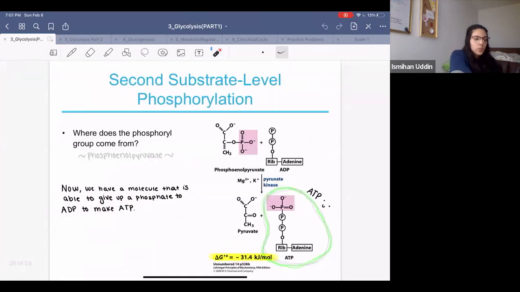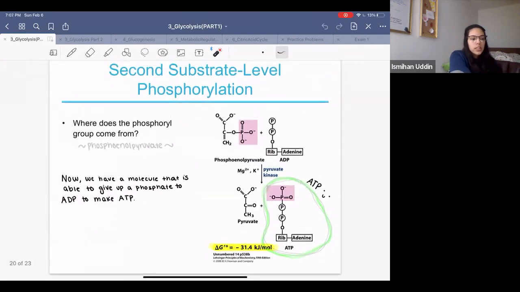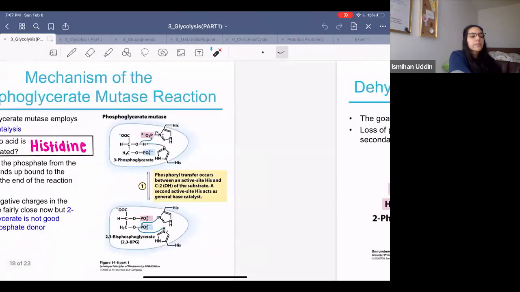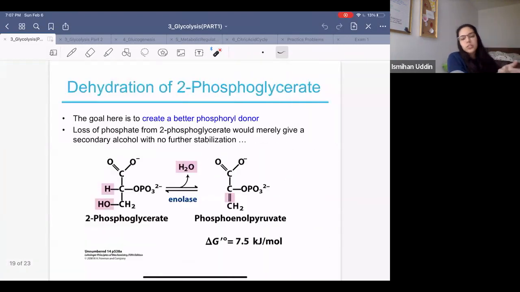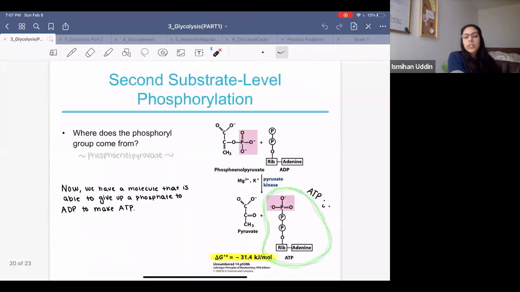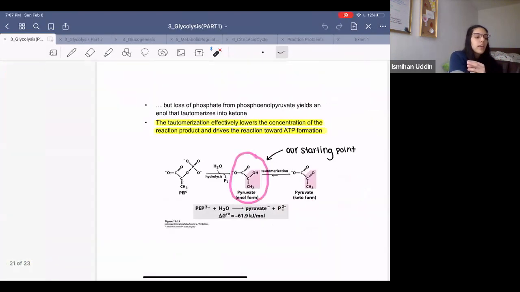Where does the phosphoryl group come from here? Phosphoenolpyruvate is where it comes from. So we have an ADP. Remember the whole point of this mutase stuff, where we switched the phosphate group, was that it wasn't a good donor. So now we got to make it a good donor. Now that we made it a good donor, it can finally donate. So we're now donating the phosphate from the phosphoenolpyruvate into ADP to make it ATP.